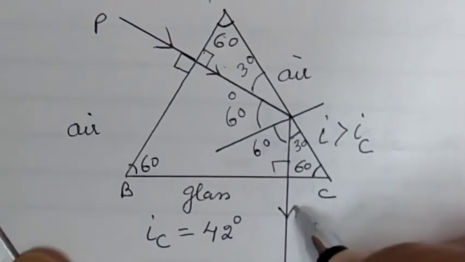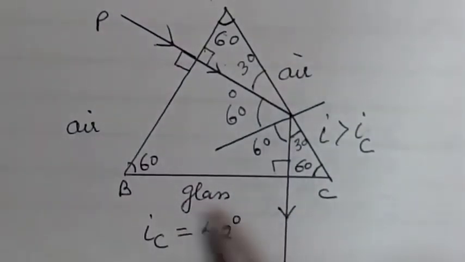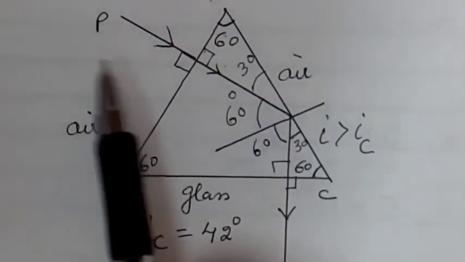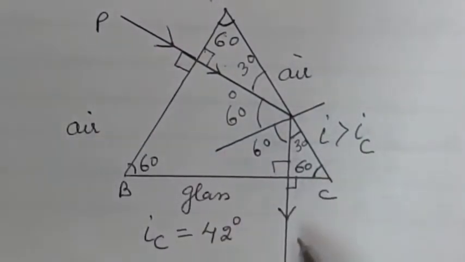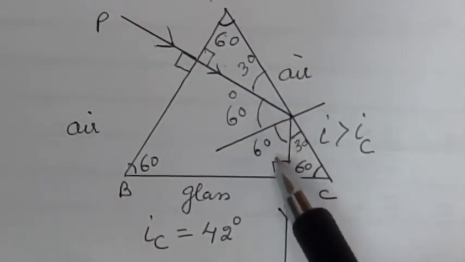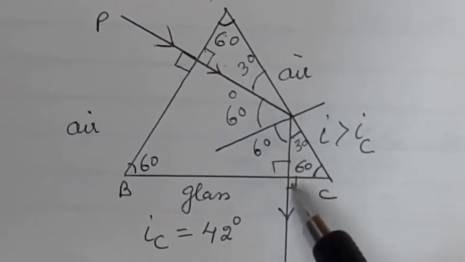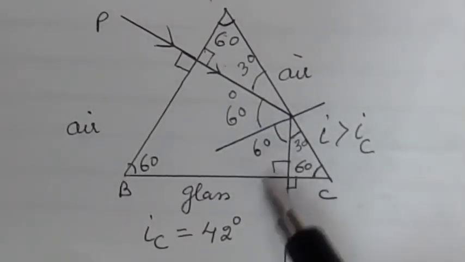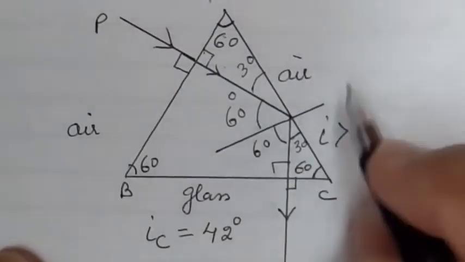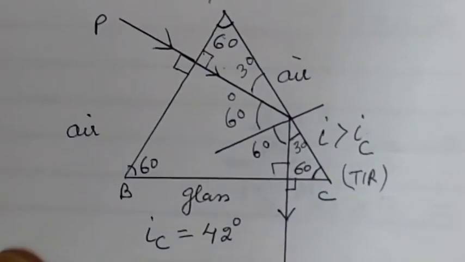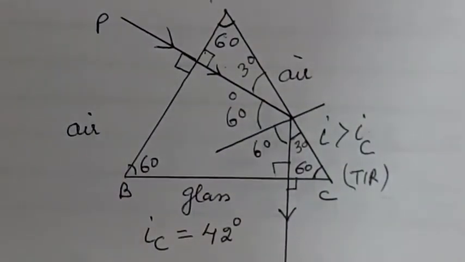The ray emerges out from side BC at 90 degrees. Normal incidence here and normal emergence here. This is 60, 60, angle of incidence, angle of reflection, and here the ray gets refracted, normally goes straight. So the angle of incidence is more than the critical angle. Critical angle is 42 degrees, and TIR, total internal reflection of light. That's how this is to be done.